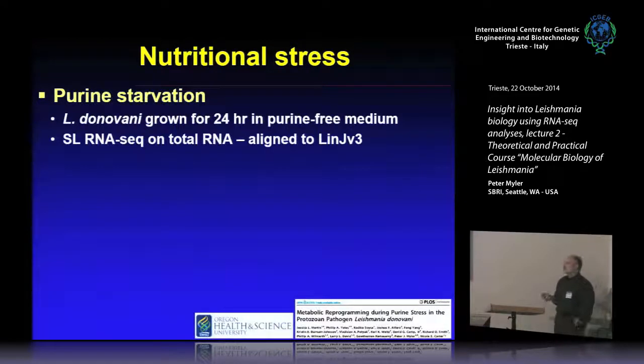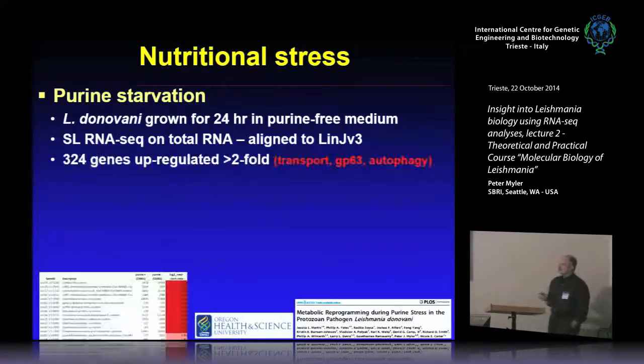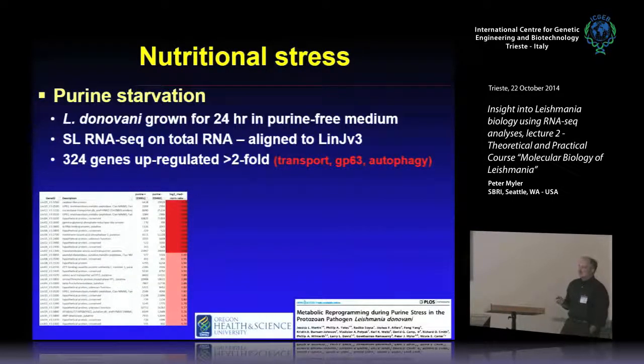We did a similar experiment with Nicola Carter, where she starved the cells for purines. We made libraries again. Here, we only did the experiment once, so the numbers are not as robust. And so we got a lot more genes that were up. But again, transport genes are up. For some reason, one of the GP63s went up. And again, they probably started to feel unhealthy, so they upregulated their autophagy genes.